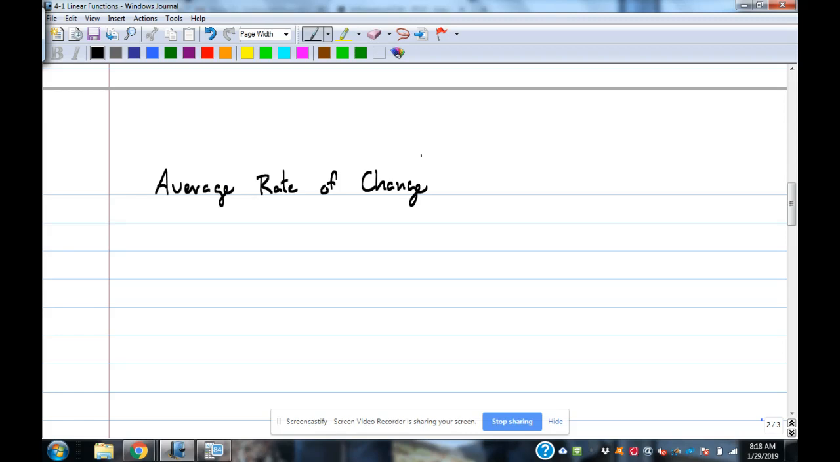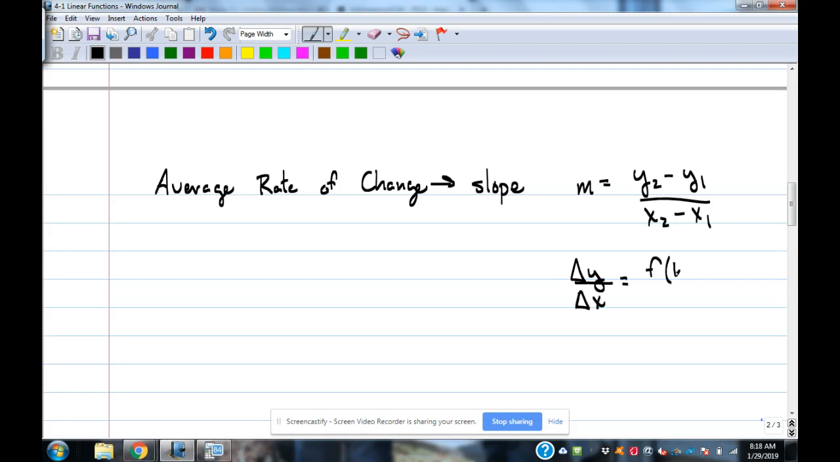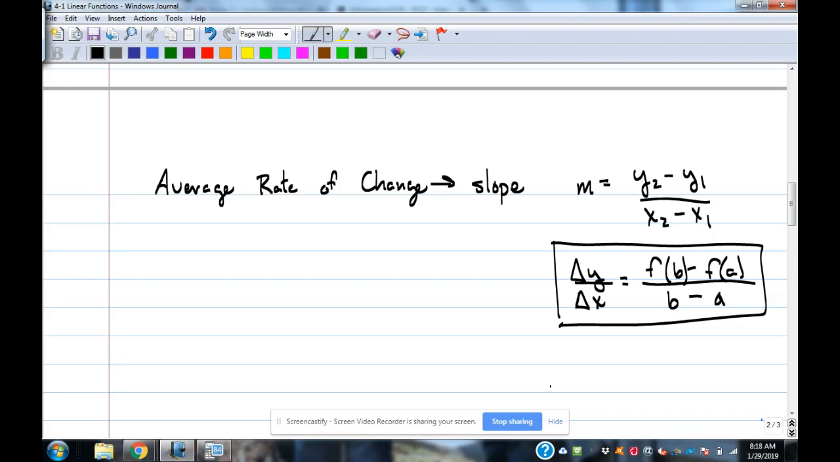An average rate of change is also the slope. Another name for that. We know the slope formula: y2 minus y1 over x2 minus x1. You might see it written as change in y over change in x, or f of b minus f of a over b minus a. That's another way, and it's the way your textbook tends to write it. It's all just the slope.